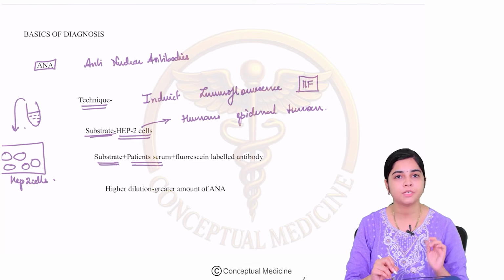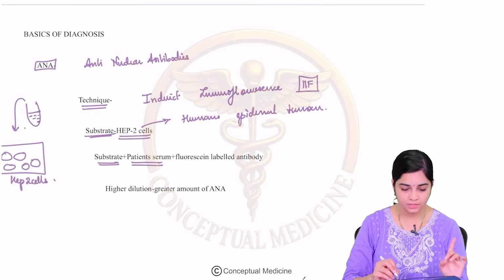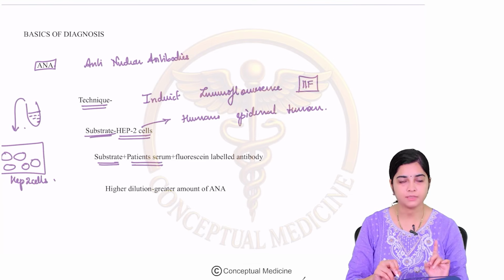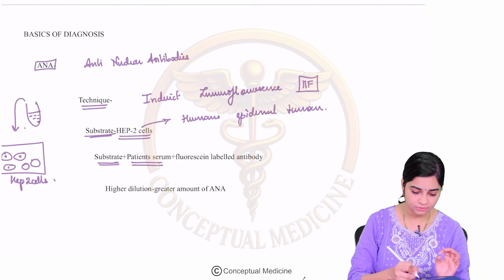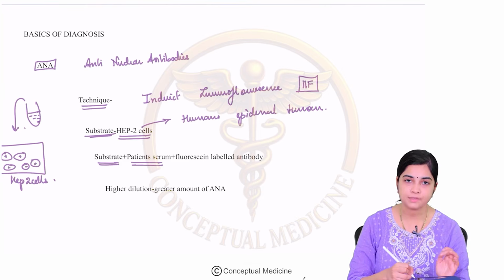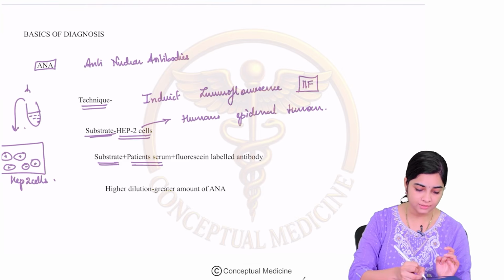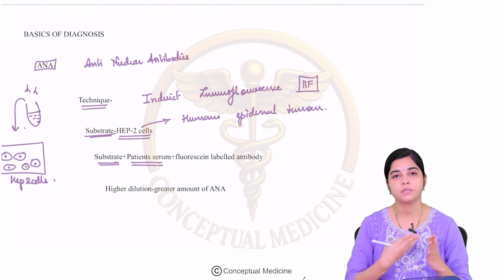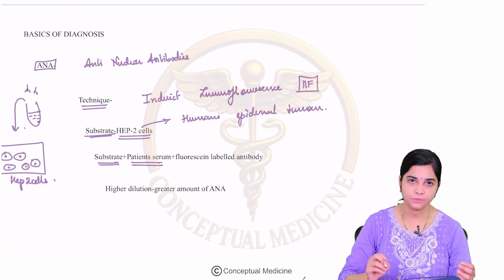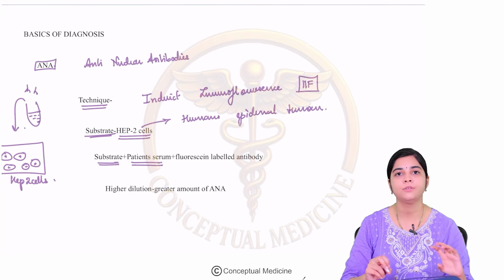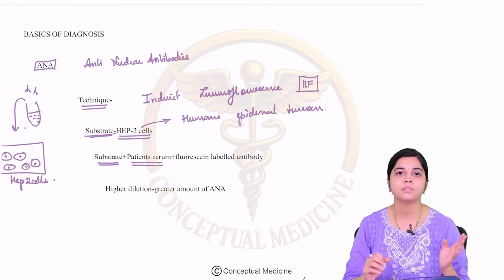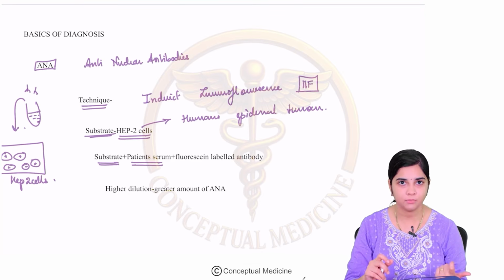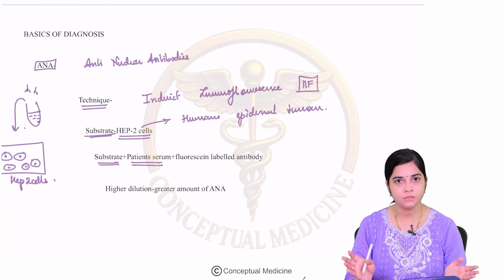Now, if the patient has autoantibodies, what is it going to target? It is going to target the nucleus of these HEP2 cells. So if the patient has autoantibodies, the antibodies are going to target the nucleus of these HEP2 cells. That is when you are going to get a reaction and a positive result. So this is how you are going to diagnose the autoantibodies. This is the basic crux of the matter.